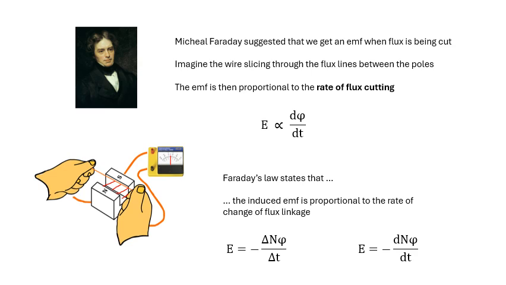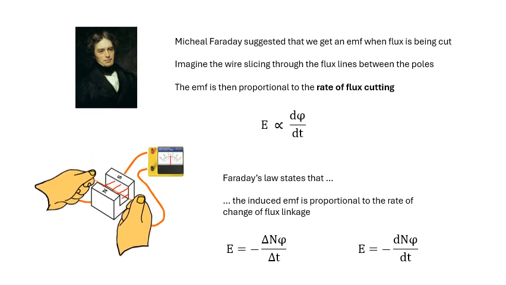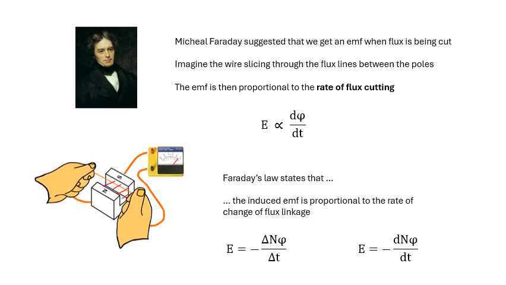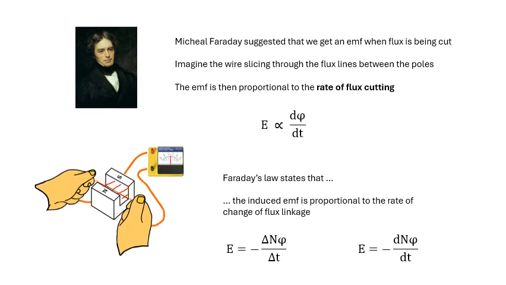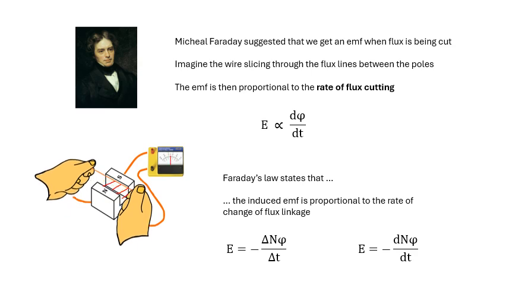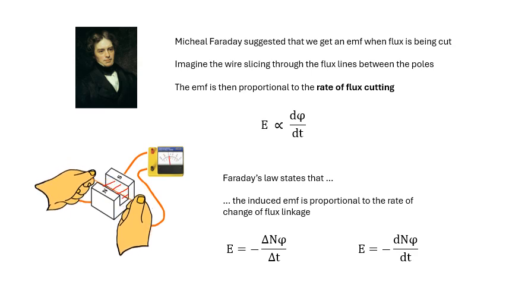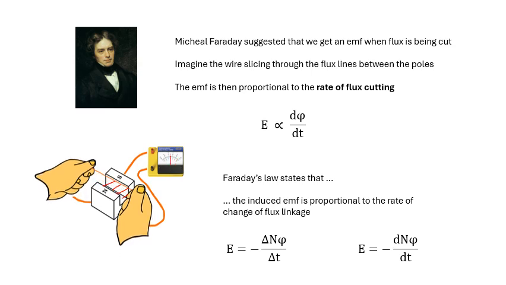I'm not going to write dNΦ/dt. We're just going to write delta NΦ over delta t. So the change in flux linkage divided by time, or the amount of flux which is cut divided by time. Webers per second.